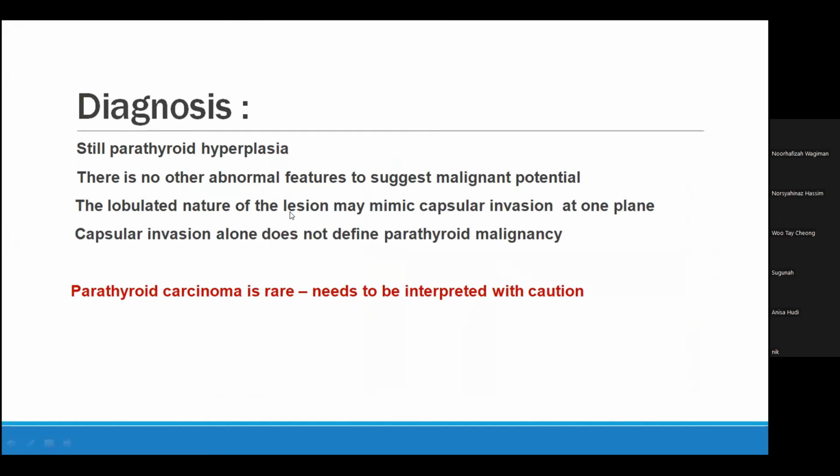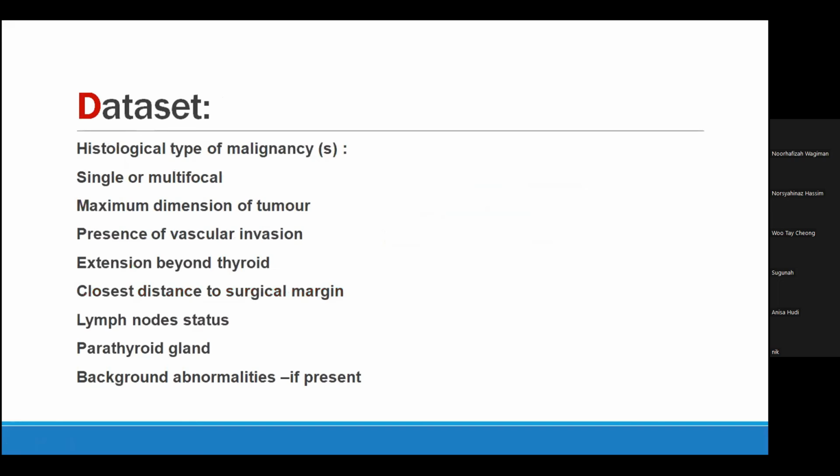There are no other abnormal features to suggest malignant potential. As I mentioned, the lobulated nature at a different plane may mimic a capsular invasion, but the invasion is not going outside the capsule, and it by itself doesn't define parathyroid malignancy. This is to tell that parathyroid carcinoma is actually rare, so it needs to be interpreted with caution. We shouldn't overcall. I know we also previously may have made some mistakes because we don't have many cases. It's rare, so we have to be careful.